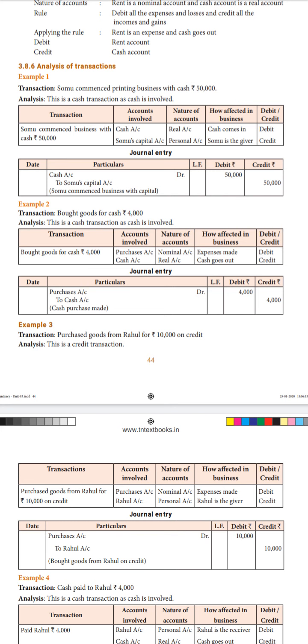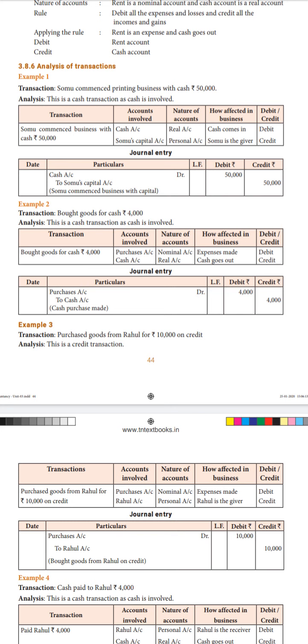Now the first is given as Somu commenced printing business with cash. So cash is given, so automatically this is a cash transaction. Now we are going to analyze each and every step. First, from this transaction, we need to take up the accounts which are involved. As we saw in the accounting equation approach, if you see the words started or commenced business, we have to treat it as capital account. So here the two accounts involved are cash account and capital account.